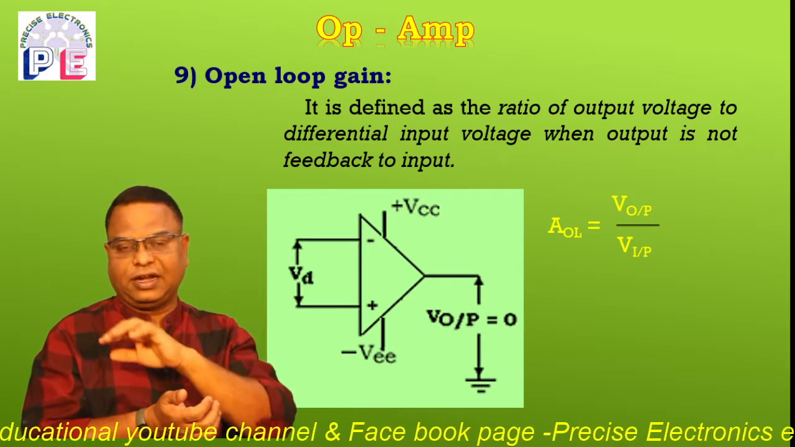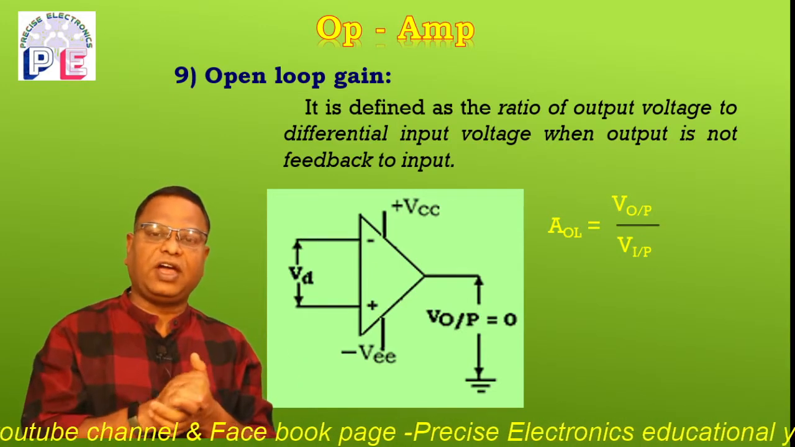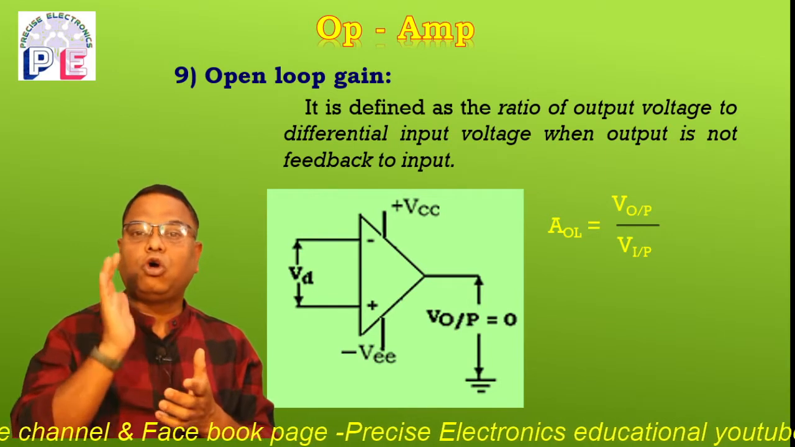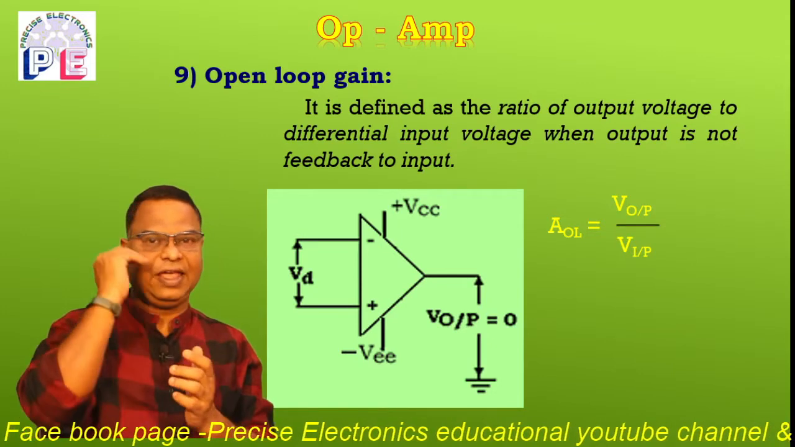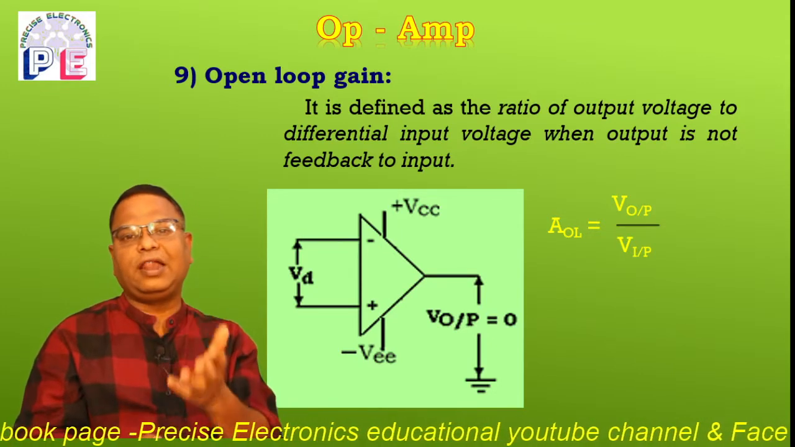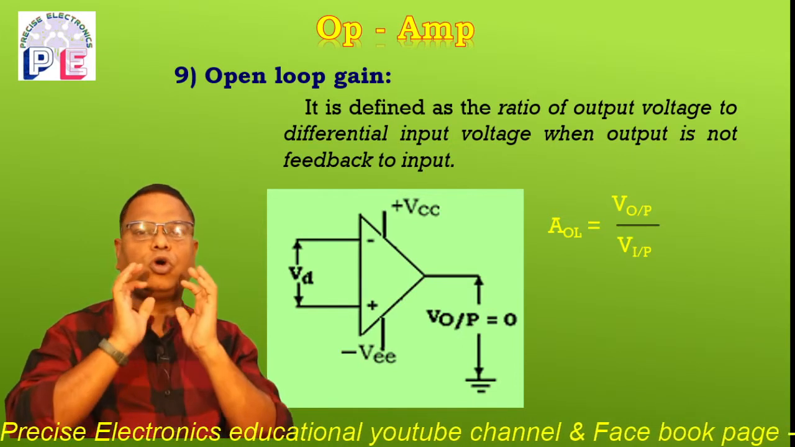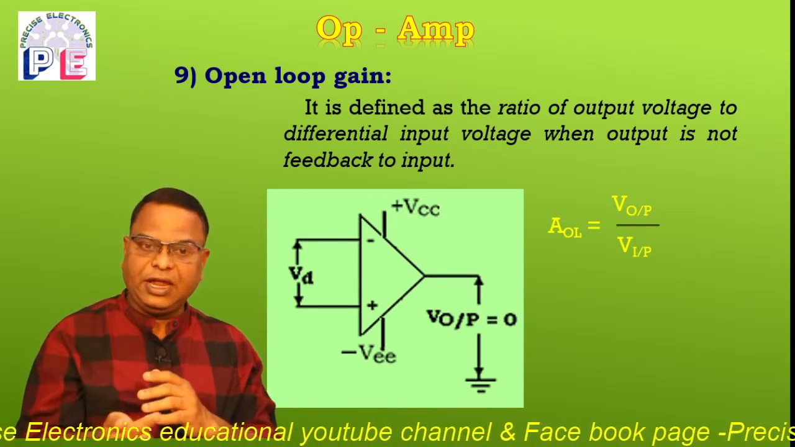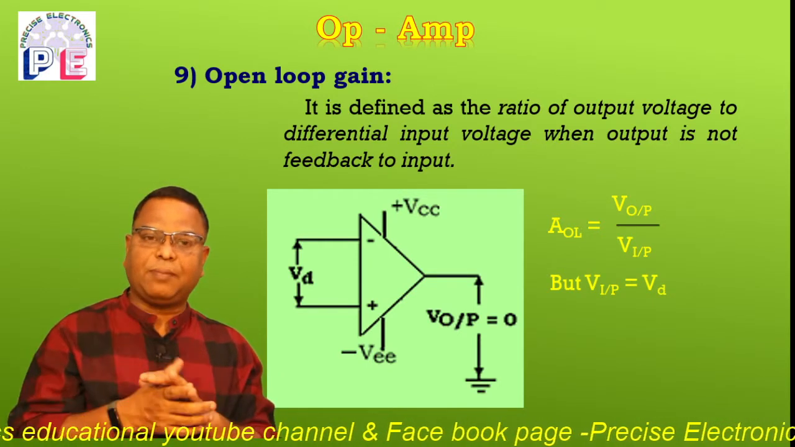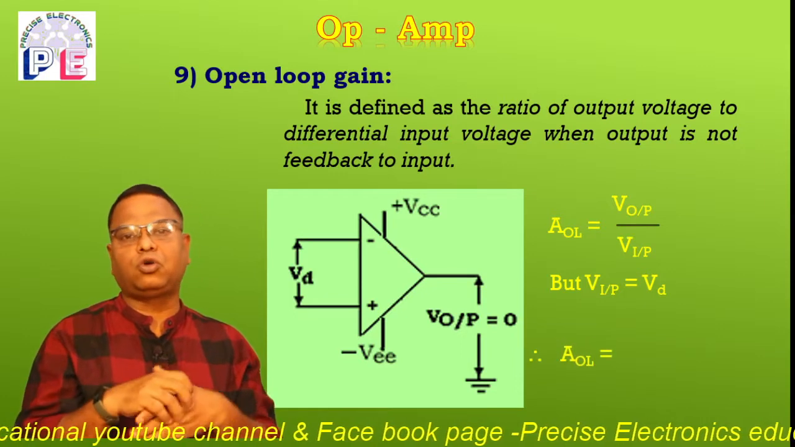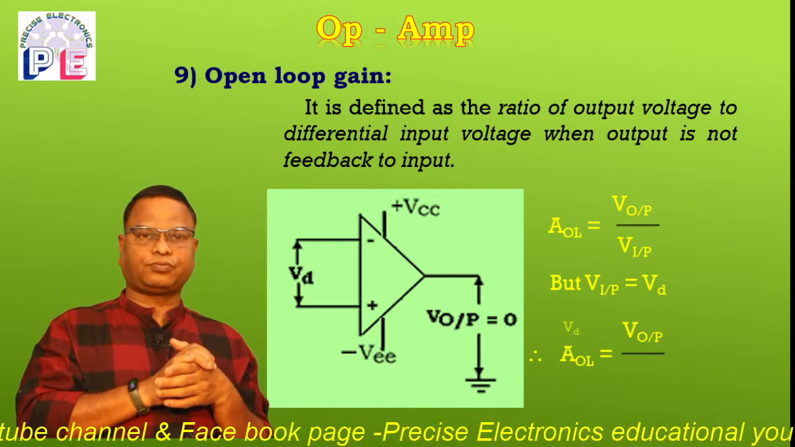Since the output is not connected, it is open loop, and the gain of the amplifier in this mode is known as open loop gain. It is given by A suffix OL, where A is gain and OL is open loop. So A suffix OL is equal to V output upon V input, but V input is equal to VD, the differential input. So the open loop gain is A suffix OL equal to V output upon VD.